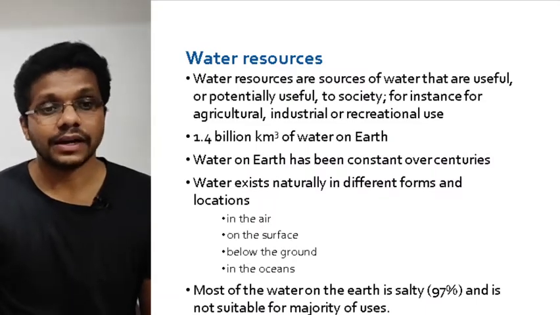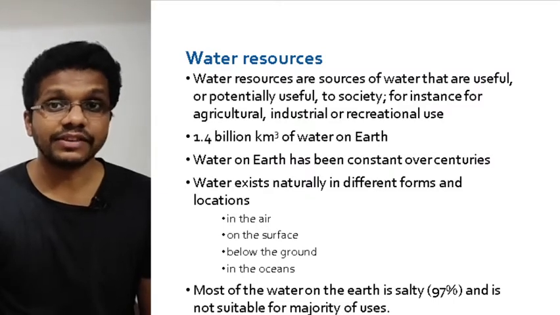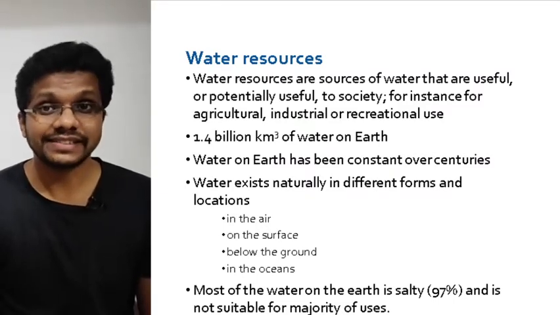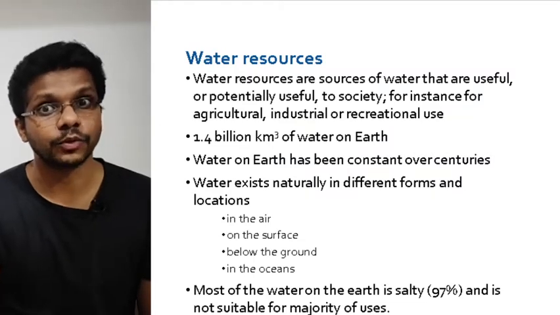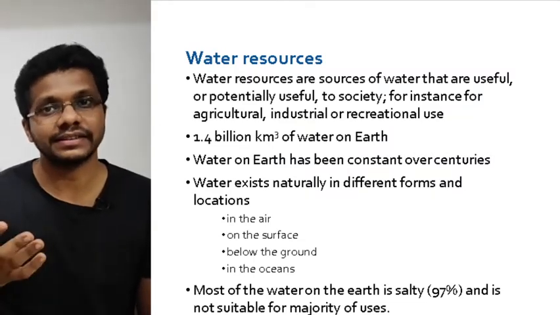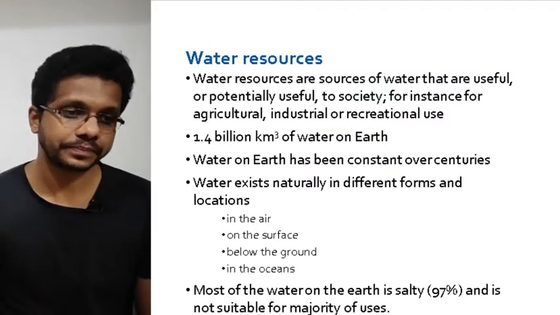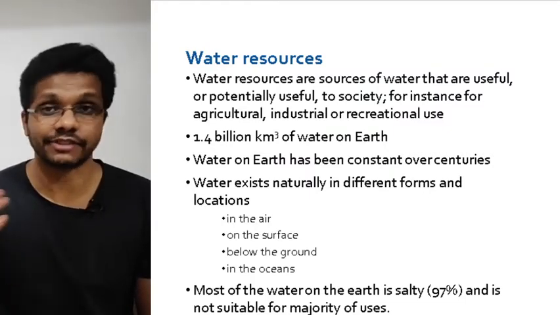Water resources are sources of useful water or potentially useful water. Earth has a huge amount of water. It is estimated that Earth has 1.4 billion cubic kilometers of water, and this amount of water on Earth is remaining constant. And it exists in different forms.